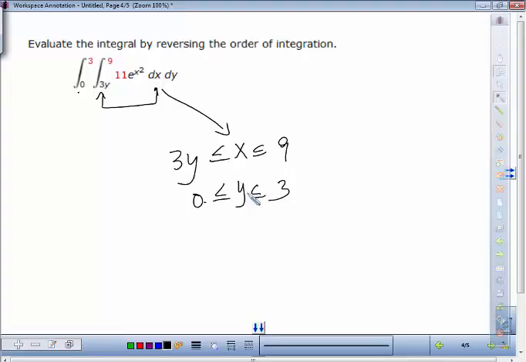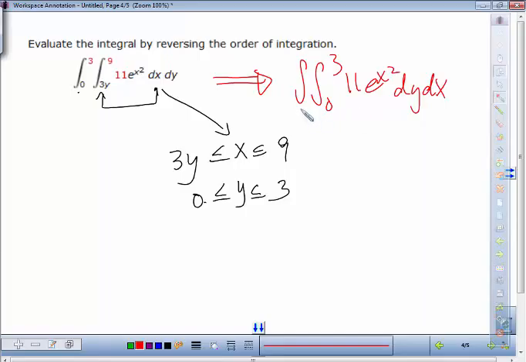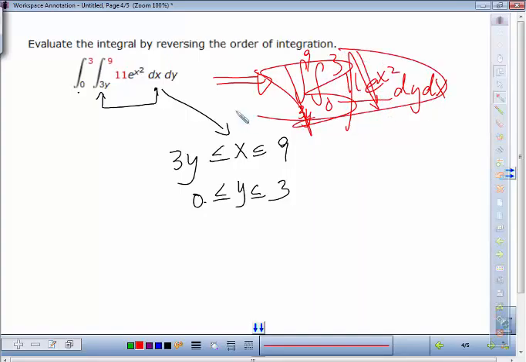Okay? Now, by the way, I should have done this incorrectly first. This is the really naive, incorrect way of doing this. Why is this wrong? Outer limits have to be constants. There's a 3y here, not a constant. That is bad.